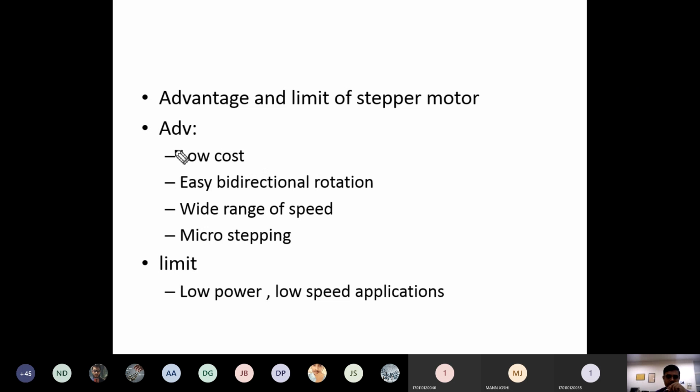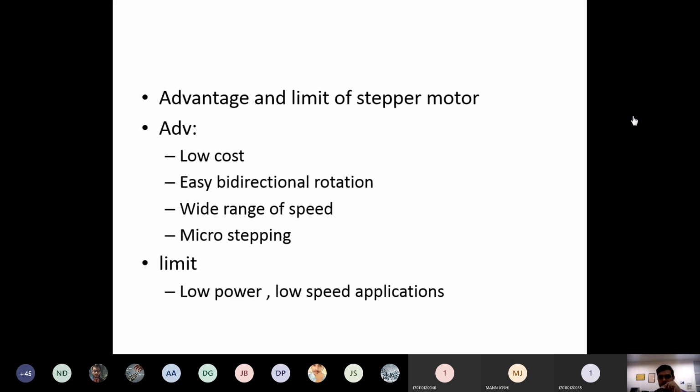Generally when we are making a project, I think you are in the final year, so when you purchase the two types of motor, stepper motor and servo motor, the cost difference is very large. When you purchase the stepper motor, the cost is very low, but the servo motor is very high compared to the stepper motor, for the same specification.